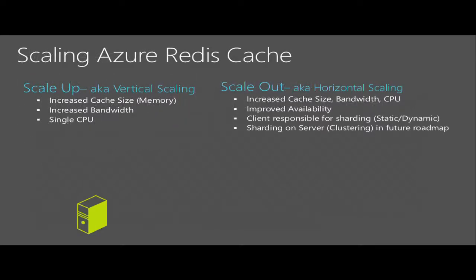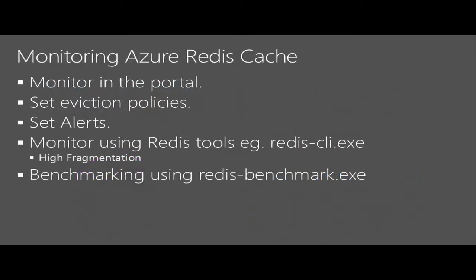In terms of scaling, there are two modes that you can scale. You can scale up the cache, so you can pick a C0 and go to a C6. You can also scale out, which is a feature that we have on our roadmap, which is basically clustering, where we can add more shards, or you can reduce the number of shards that you have in your cache application. There is monitoring that you should always have in the portal, where you can measure your perf counters.